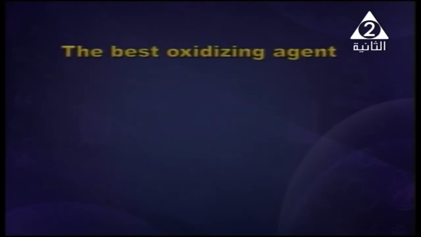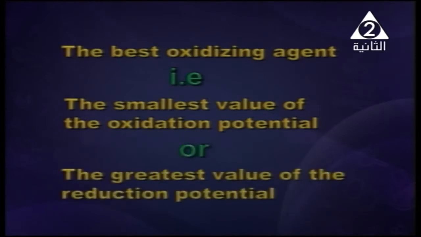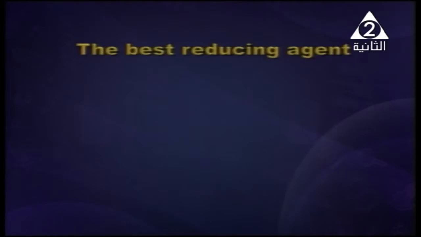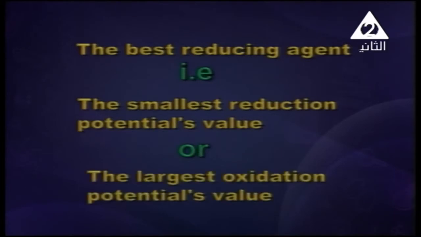The best oxidizing agent means the smallest value of the oxidation potential. Attention please. The best oxidizing agent means the smallest value of the oxidation potential or the greatest value of the reduction potential, while the best reducing agent means the smallest reduction potential value or the largest oxidation potential value.